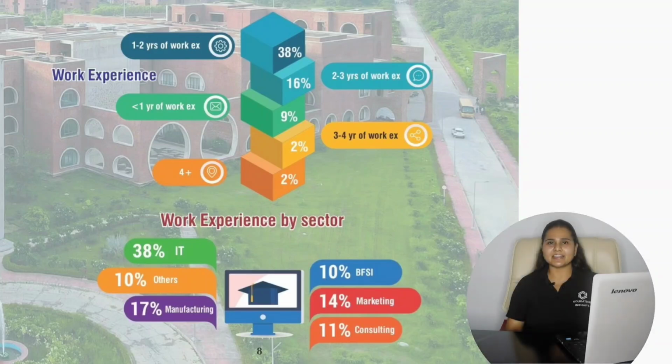Then if we consider the sector-wise work experience, 38% candidates have the work experience from IT, 10% from BFSI, 14% from marketing, 11% from consulting, 17% from manufacturing, and 10% candidates have work experience other than all of these sectors. So this is all about the overall batch profile for the recent batch.